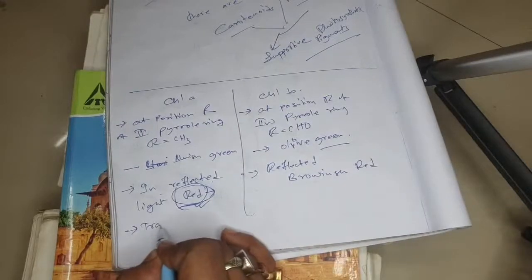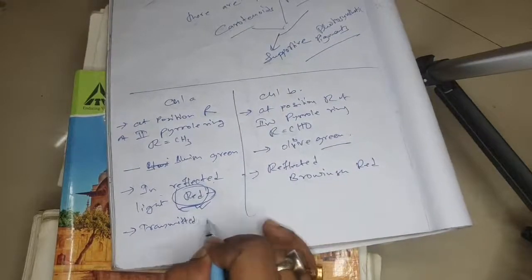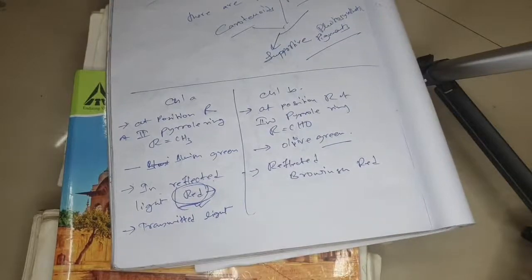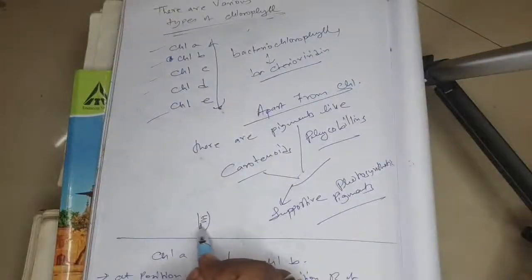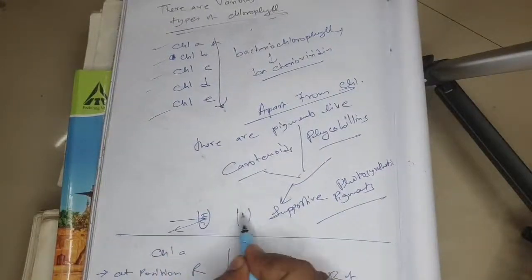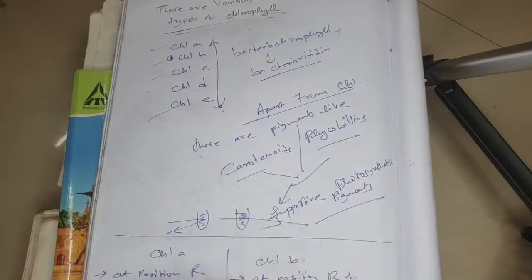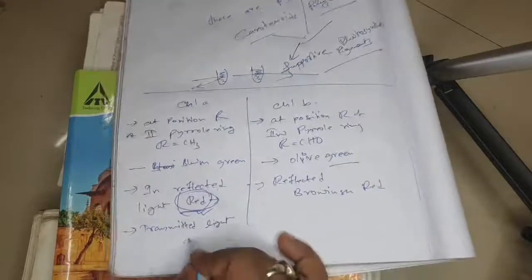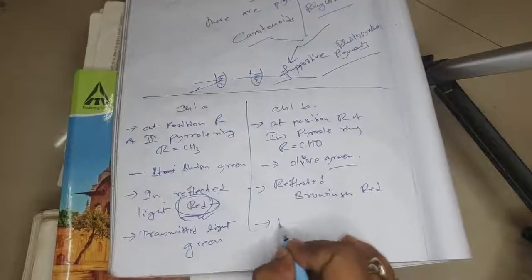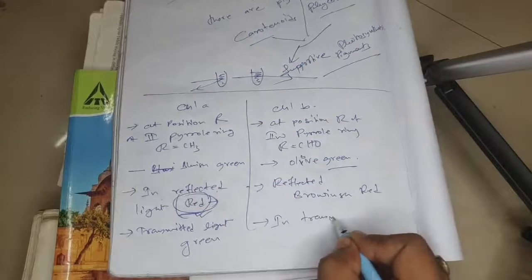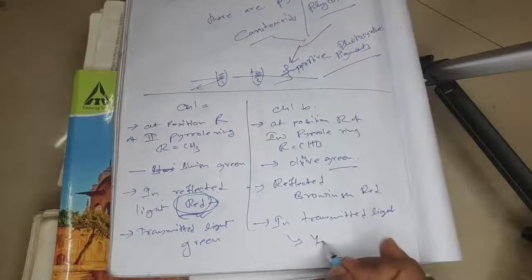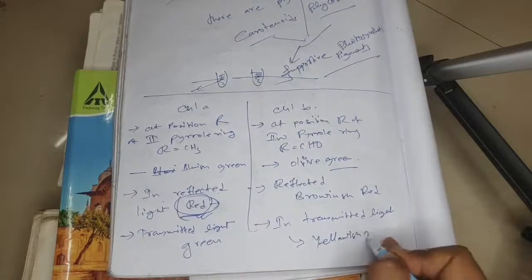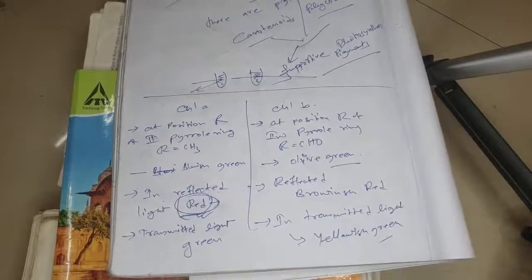And in transmitted light, you understand what is the meaning of transmitted light? In transmitted light, what happens is that if you put chlorophyll solution here, the light doesn't reflect and go, the light transmits and goes. That is known as transmitted light. So in transmitted light, you will see it to be green, and in transmitted light, you will see it to be yellowish green. So this is what you should understand.